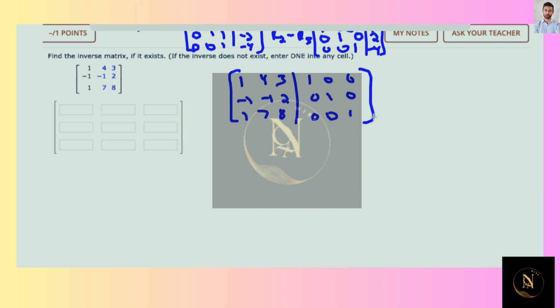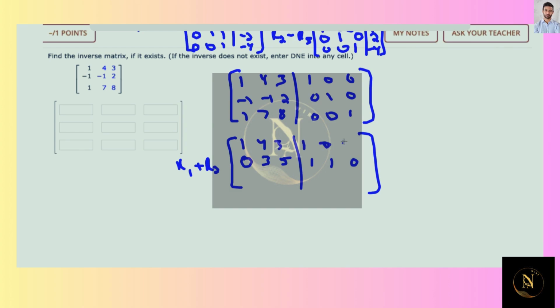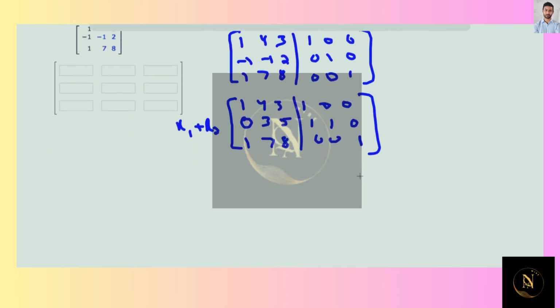So let's begin by getting a 0 in row 2 by just adding rows 1 and 2 together for a new row 2. So that would be 0, 3, 5, 1, 1, 0. Let's get a 0 in row 3 by just taking row 3 and subtracting row 1 from it. So 1 minus 1, 7 minus 4, 8 minus 3, 0 minus 1, 0 minus 0, and 1 minus 0.